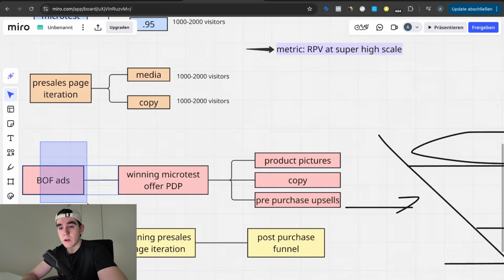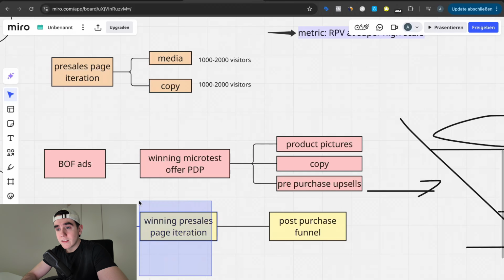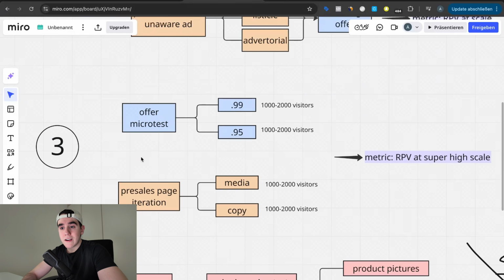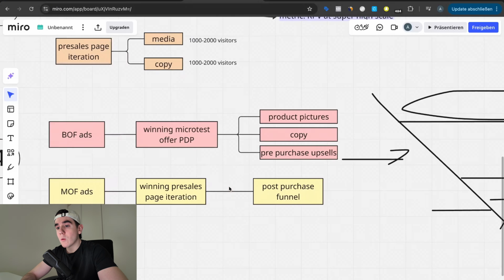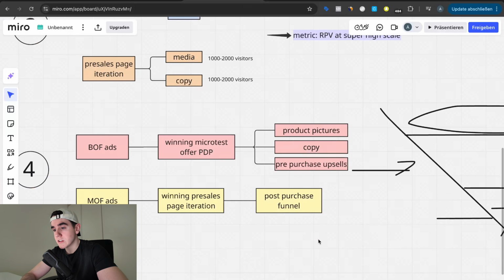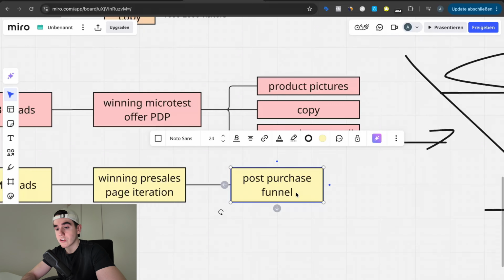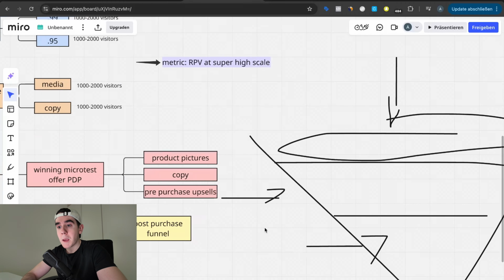So for middle of funnel people, let's talk about that first. You're going to basically send these to what we figured out in number 3, essentially the winning pre-sales page iteration. This is what you send them to. Now, what's super interesting here for middle of funnel people, you can do a lot of work in the post-purchase funnel, the post-purchase structure that you have. Is it a big bundle that you offer first? Do you have downsells? How many post-purchase one-time offers do you have? All that kind of stuff, middle of funnel.